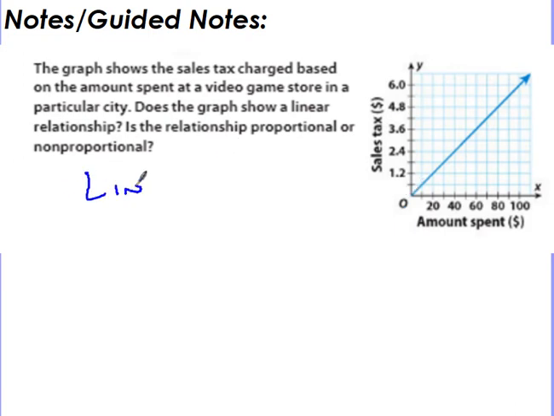Okay, so does the graph show a linear relationship? Yes, it is linear, because it's a straight line. That means it's automatically linear. Then we have to ask, is it proportional or non-proportional? And the answer is yes, it is proportional because it's a straight line that goes through the origin.